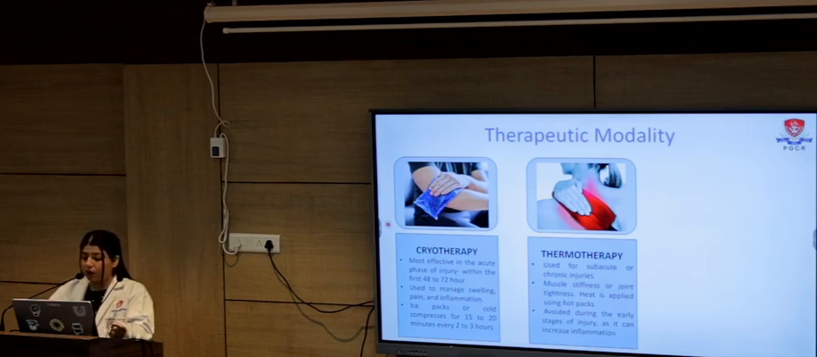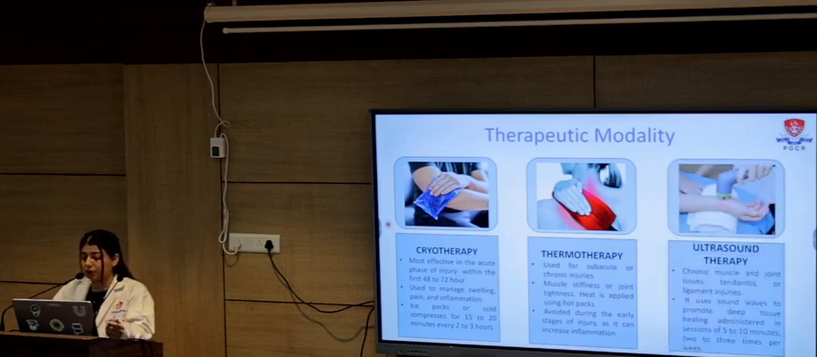Heat is applied using hot packs, heating pads, or warm baths for similar durations. But it should be avoided during the early stage of injuries as it can increase inflammation. Ultrasound therapy, another widely used heat modality, is used especially in chronic muscle and joint issues, tendinitis, or ligament injuries. It uses sound waves to promote deep tissue healing and is typically administered in short sessions of 5 to 10 minutes, 2 to 3 times per week.